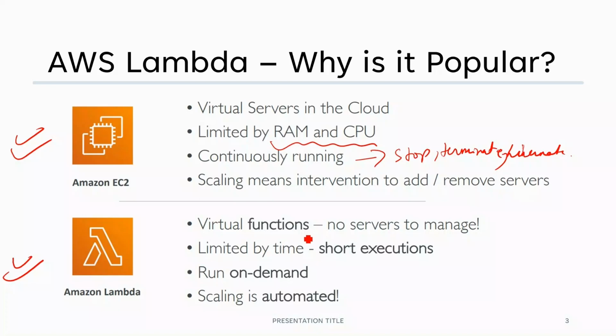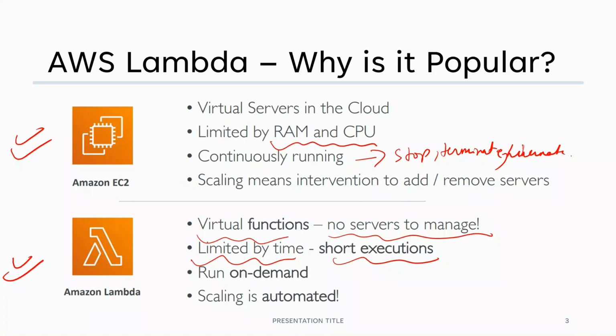But what about Lambda? These are virtual functions, no servers to manage, limited by time, short executions. It means that whatever function or code you are going to write is meant to be for a short interval of time. You cannot write millions of lines of code for your entire application. That is not the purpose of Lambda. You can use some other service for that.